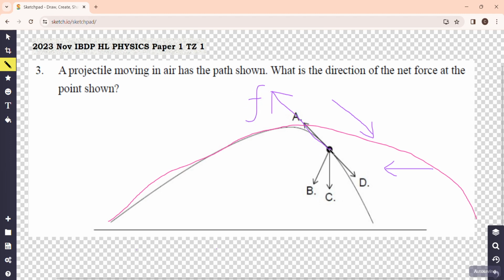Of course, it has a weight. So these two forces combined together and becomes the net force. So the net force must be between them in this direction. So the only possible direction is B. So the net force is B, and the answer is B.